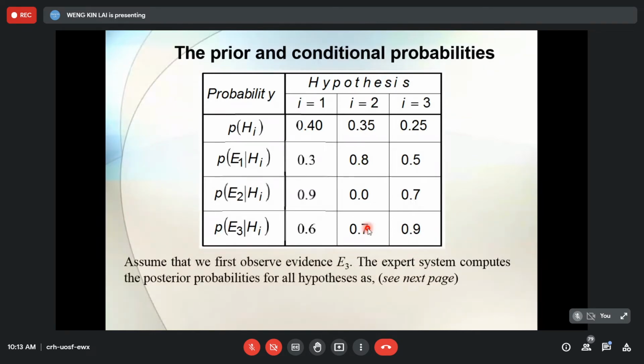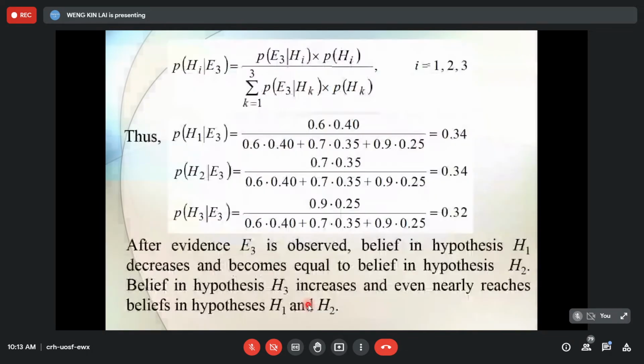Now, assuming we first observe evidence E3, just the evidence alone, the expert system will then have to compute the posterior probabilities for all the hypotheses, as shown on the next page. This is how you calculate. Now I want you to notice this is H1 and E3. I have the evidence that E3 is true with some probability.